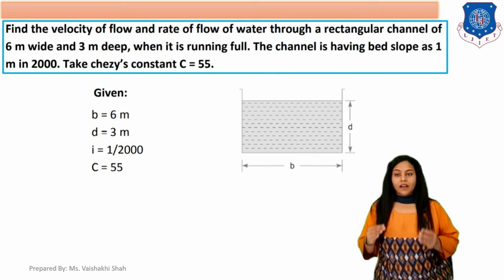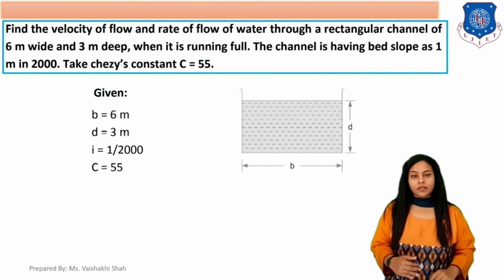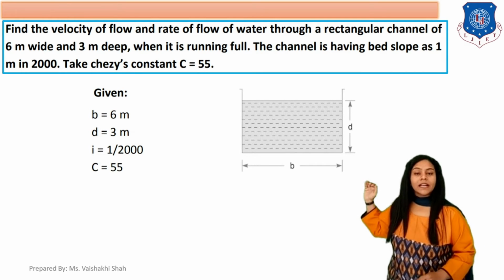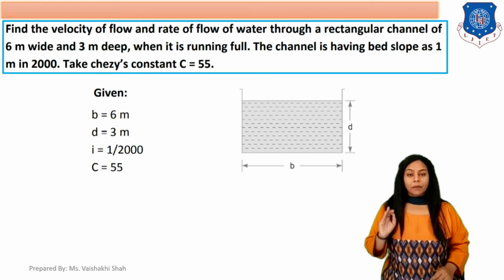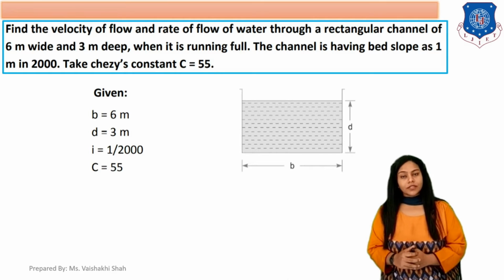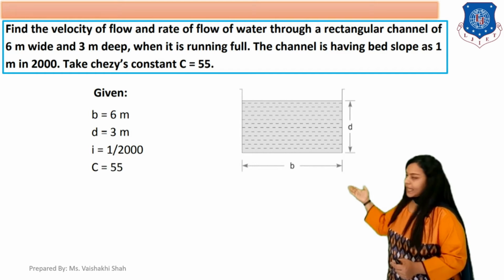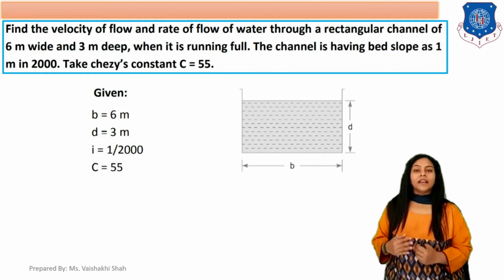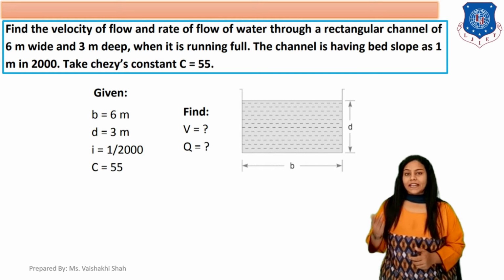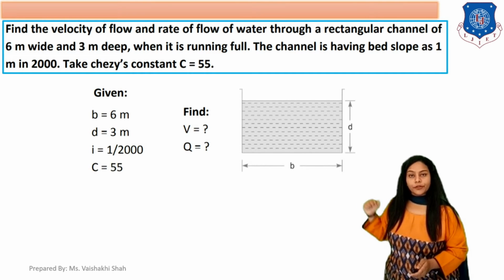And the bed slope is given as 1 in 2000. So 1 divided by 2000, that is the value of I. Bed slope is indicated as I, and here Chezy's constant is given, which is 55. We indicate Chezy's constant as C, so C equals 55 is given, and we have to find out velocity and discharge here. Velocity is indicated as V and discharge we indicate as Q. So we have to find out V and Q here.